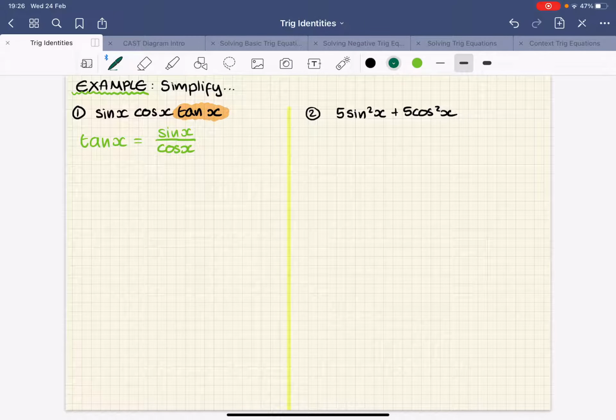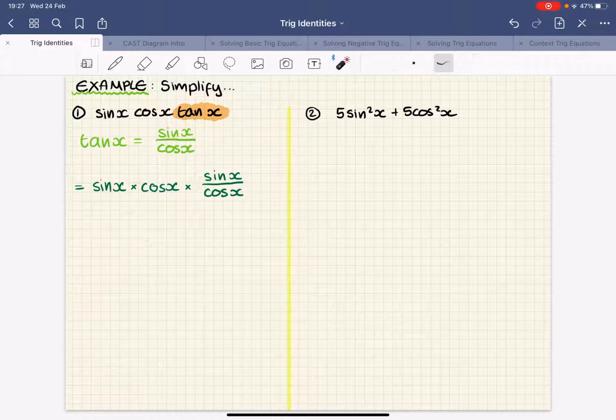So the first thing I want to do with that is swap out the tan x for that fraction. So I'm going to have the sine x. You know what? I'm just going to put a little times sign in between so I can break it up a little bit. Times the sine x over cos x. So all I've done now is swap out the tan x for that fraction.